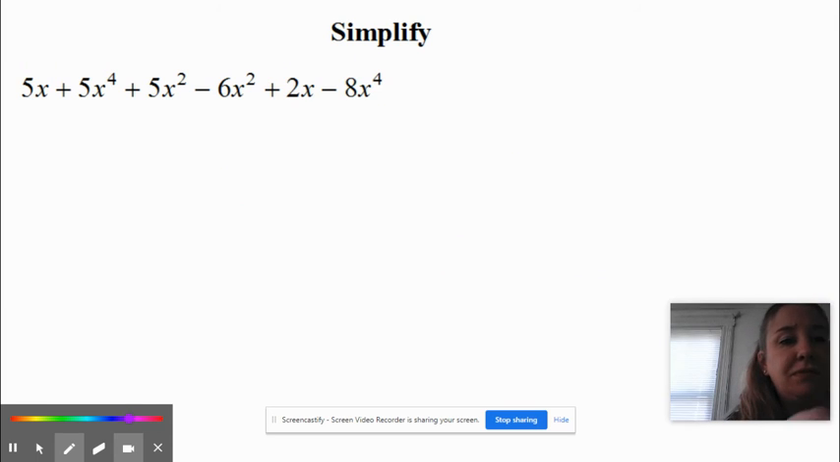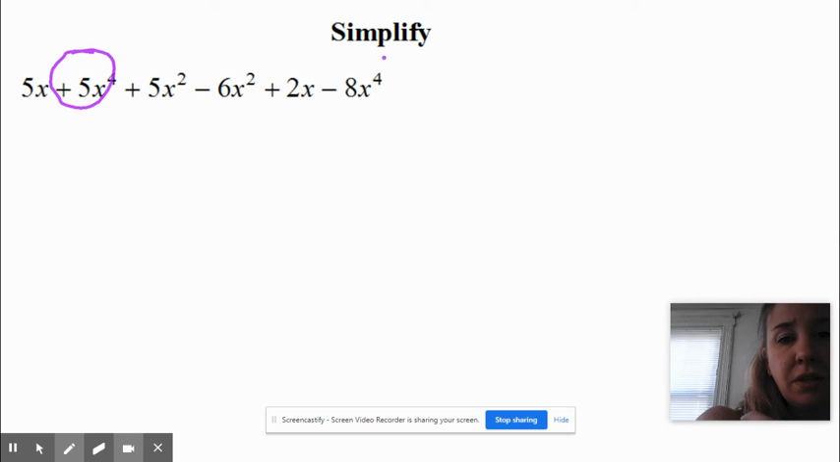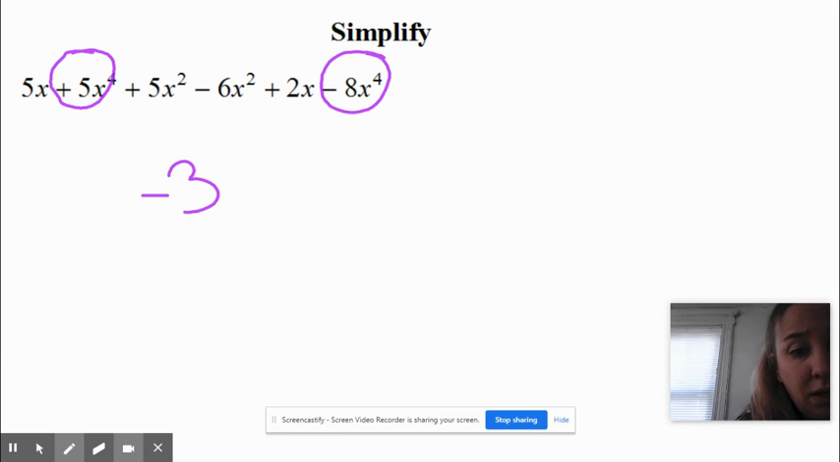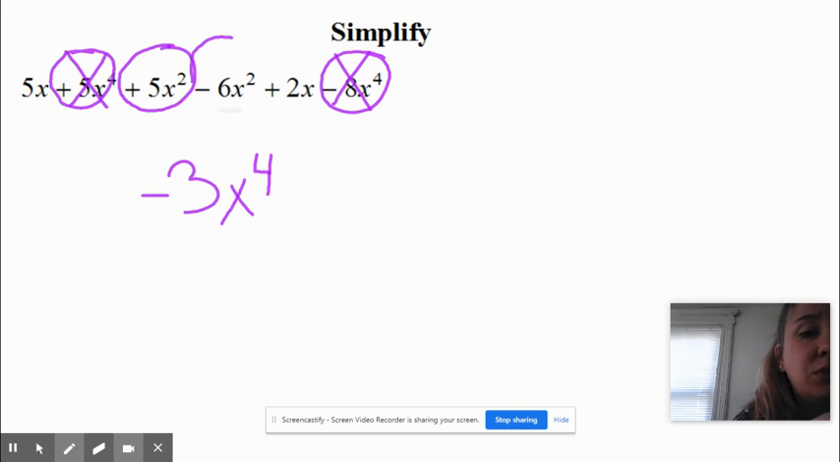All right, again, 4 is our largest. So I've got a positive 5x to the 4th minus 8x to the 4th, negative 3x to the 4th. And now we're done there. All right, so now I'm checking for any x to the thirds, which I do not have. Moving on to 2's, x to the second, x squared.